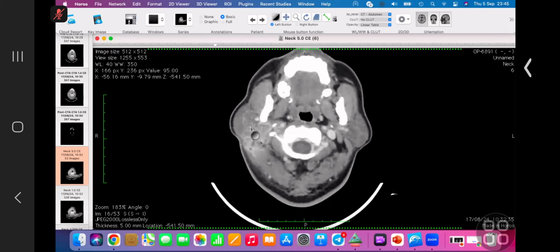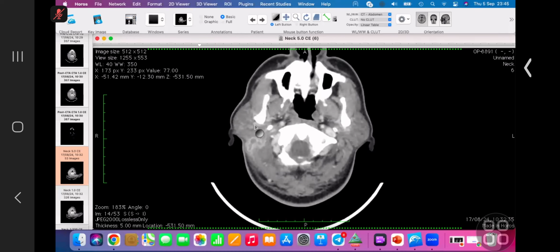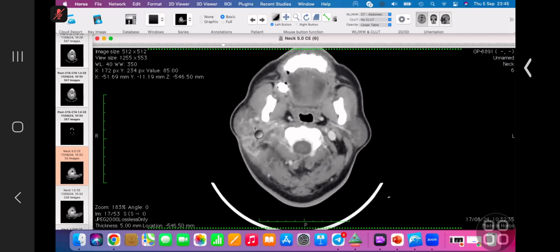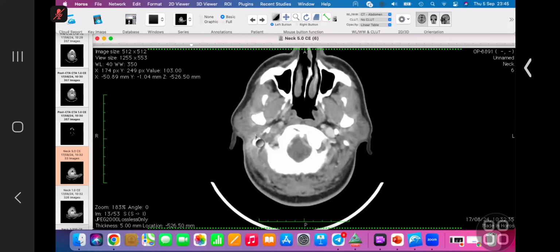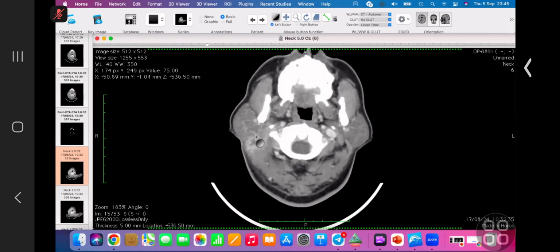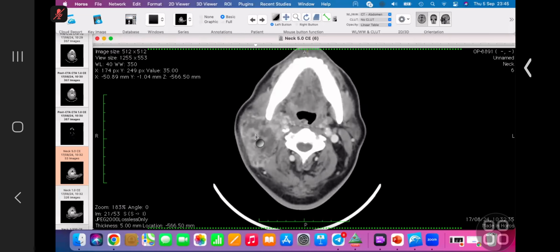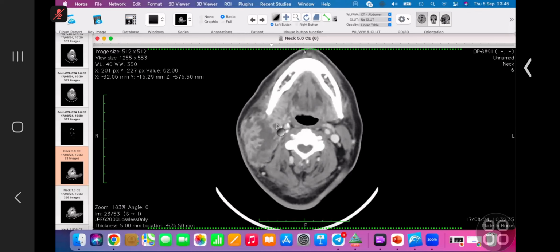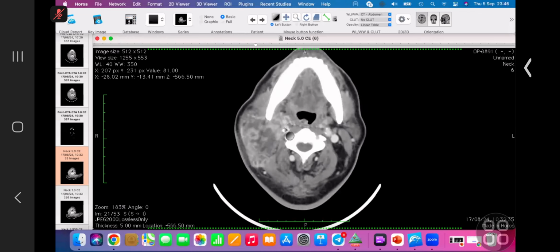The deep lobe is not separately seen, so you can see nice heterogeneous enhancement involving the deep lobe, and there are multiple lymph nodes. You can see these lymph nodes here. These are all enlarged lymph nodes. Some of them are necrotic also, with a central non-enhancing area. So this was a classic case of Lemierre syndrome. Have you heard of this, Lemierre?